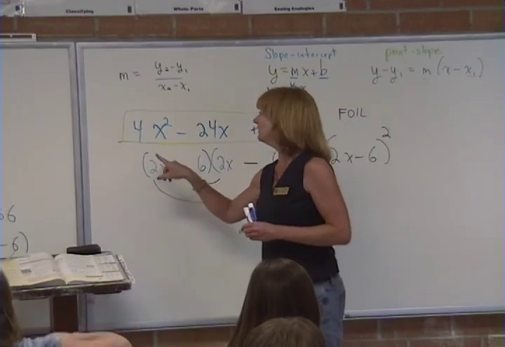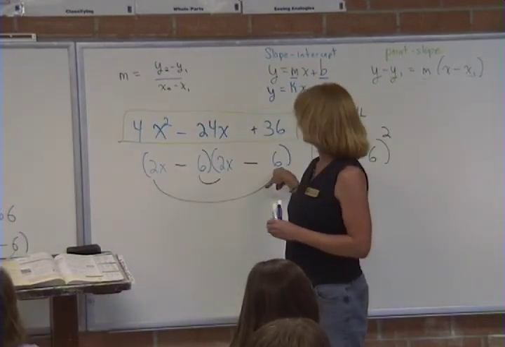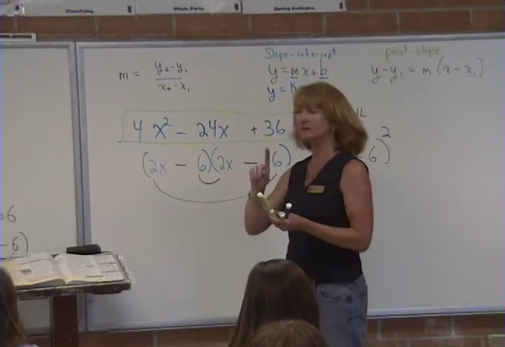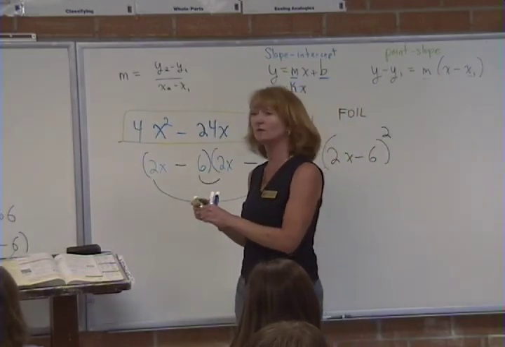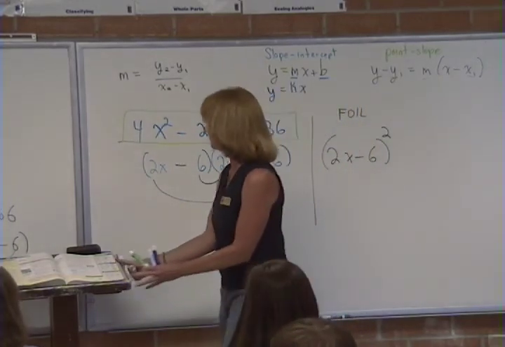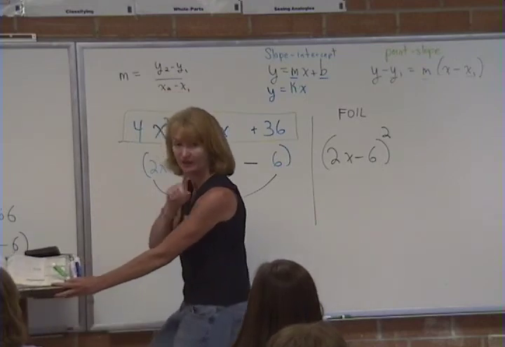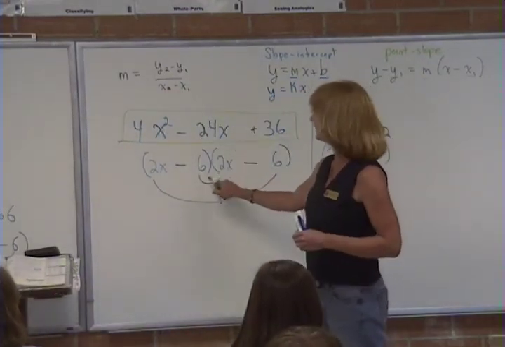I know, because the 2x times 2x would be 4x squared, and the 6 times 6 would be 36. Okay, so let's do the FOIL part. Let's FOIL it out to check it.